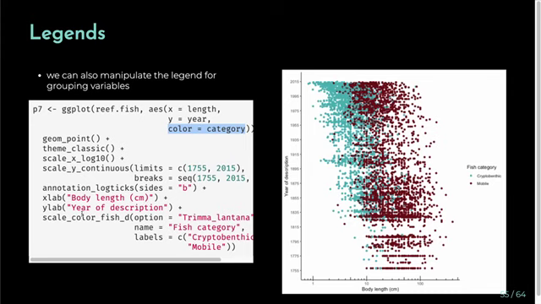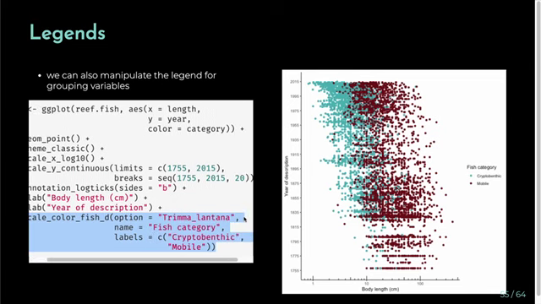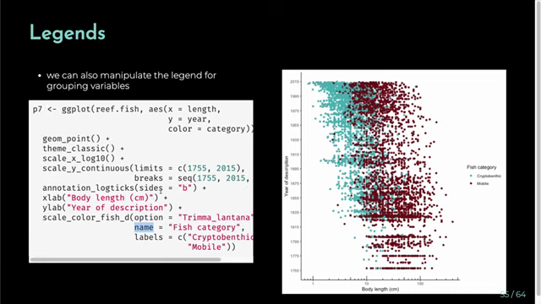And everything else is the same, but then down here, I'm giving it a different color scheme. I'm working again with the Trimolantana color palette. And then I'm specifying what I want the legend to be like. So I'm specifying the label here, the name here, which is fish category. You can see how that translates to the legend over here. And then the labels, which is cryptobenthic and mobile. So again, very nice. This is actually a really nice looking plot. I would be happy to have that in a publication.